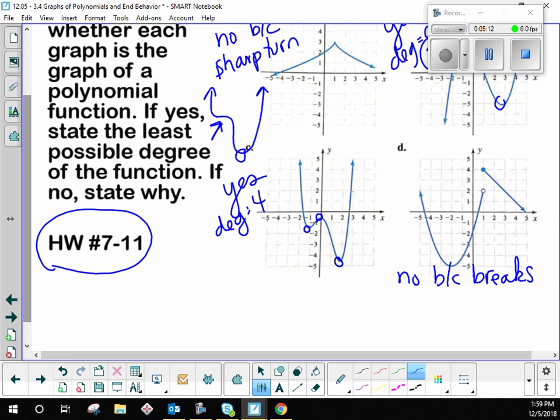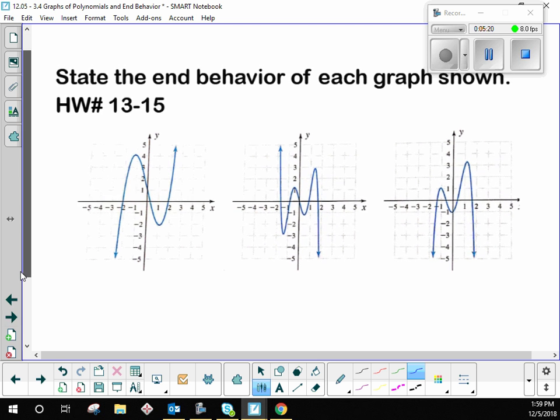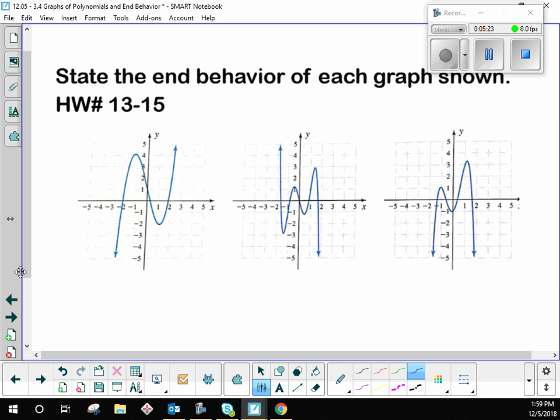All right, so that is the first section of material done. Let's look at this next section. I'm not trying to insult your intelligence on this section. You're really just looking at the graph and telling me the end behavior. What's the end behavior on this first one? Down, up, right?